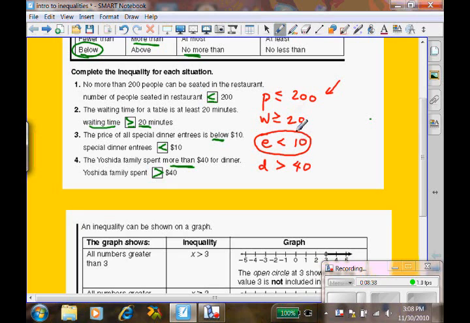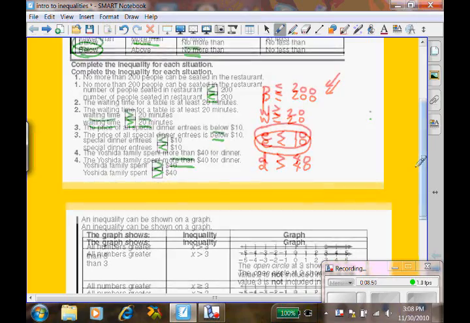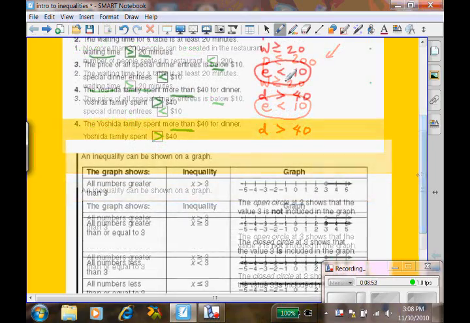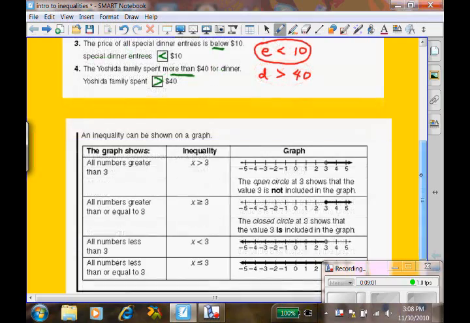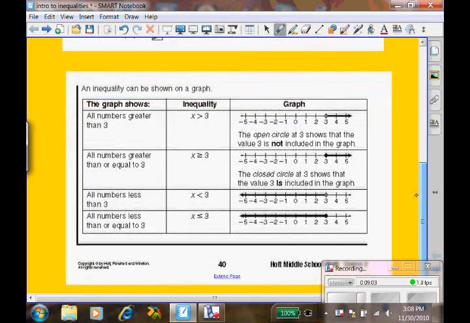And that's the way any inequality is. If I want to know what are all the numbers less than or equal to 200, well, there's a whole lot of them. Too many to list. If I want to know what are all the numbers greater than or equal to 20, there's a whole bunch of those too. Too many to list. If I want to know all the numbers greater than 40, we could go on and on forever and never list all the possibilities.